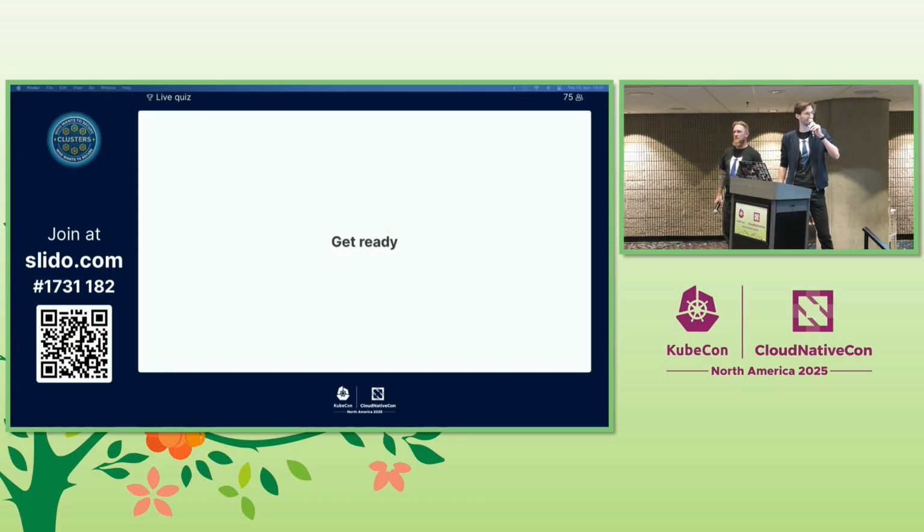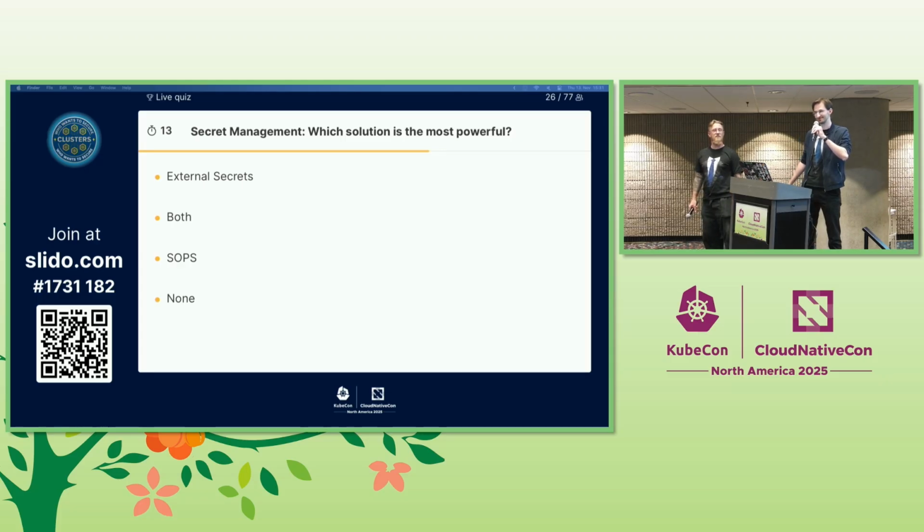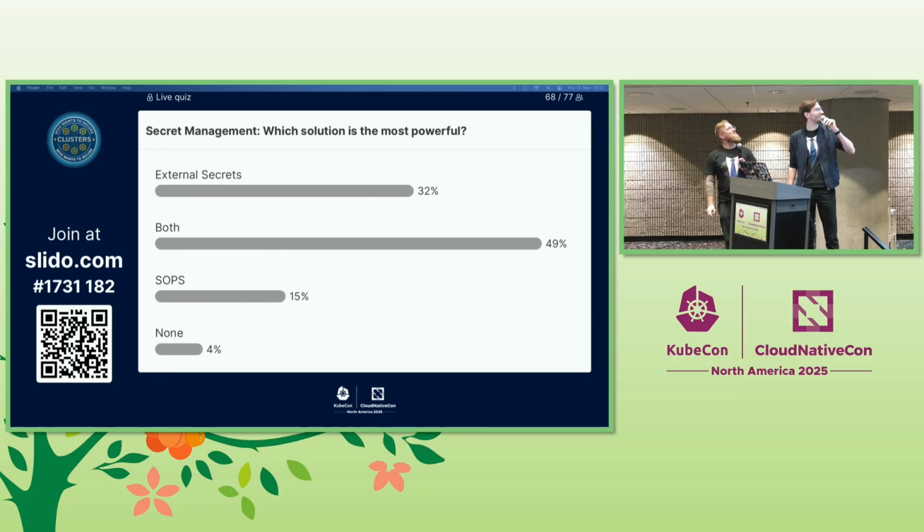Let's go to Slido again. 4 options here. Get ready. We have External Secrets, of course, or both, SOPS or none. Let's see what it is. 10 seconds left. Keep in mind the requirements I listed. And if you don't know, maybe it's the time to call your friends. You have one call allowed in that talk. Okay, many voted for both, and the other External Secrets. The solution is?